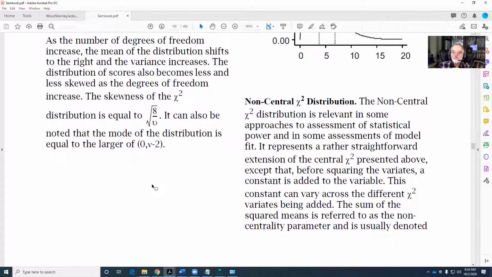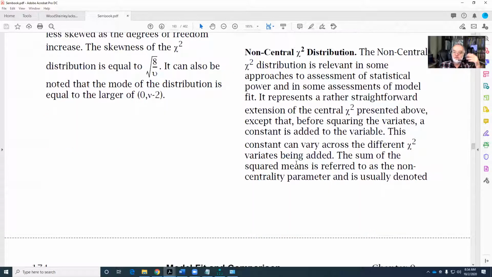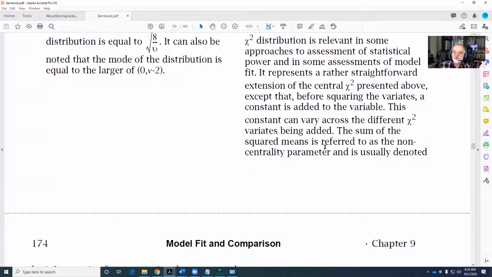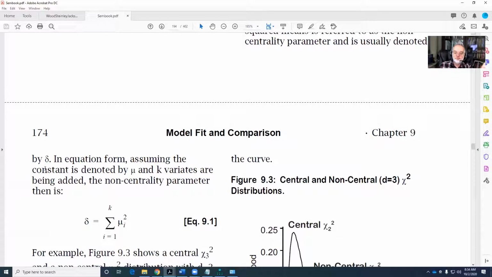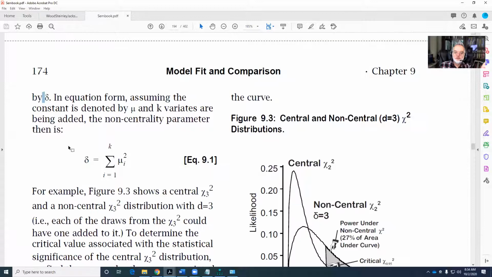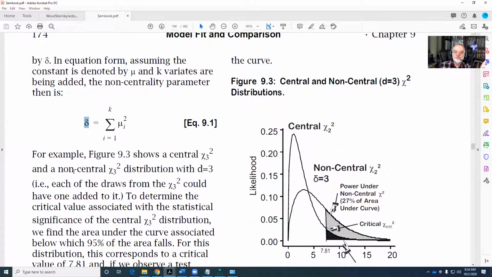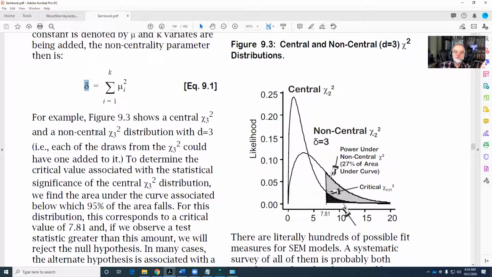And that's all we need to know. The sum of the squared means across all those variables is called a non-centrality parameter. And we use the letter delta for that. So if you want to figure out what delta is, it's going to be the sum of the squares of the values. So for example, here we have a chi-square with 3 degrees of freedom, and over here we have a non-central chi-square.